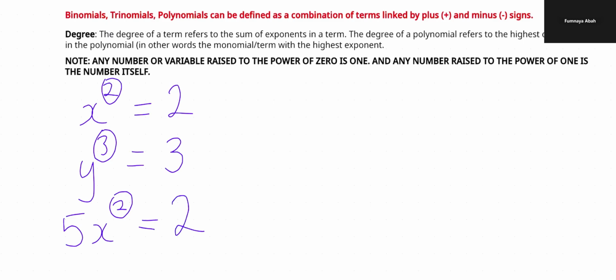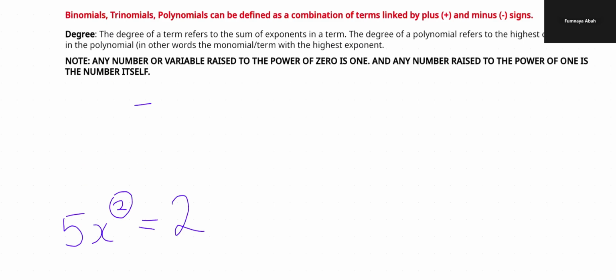But we can actually get more technical about this and prove that the degree of 5x squared is equal to 2. So let's go about that. Let's say 5x squared, and we have to find the degree of this term. So something to note is that any number or variable that is raised to the power of 0 is 1. So we can actually rewrite this 5 to accord with this rule.